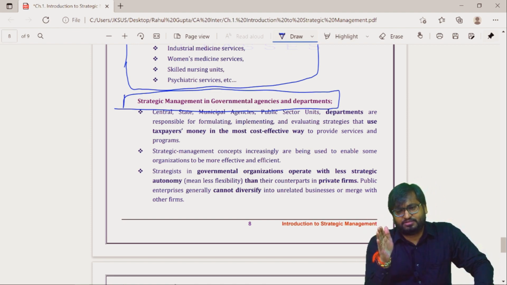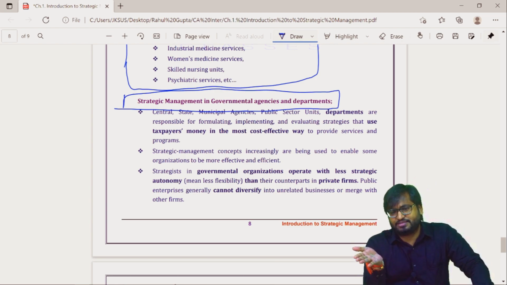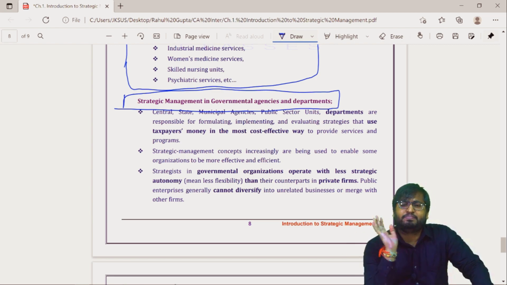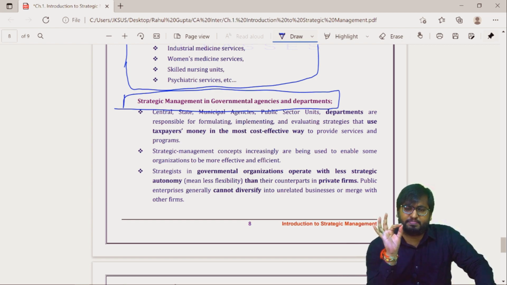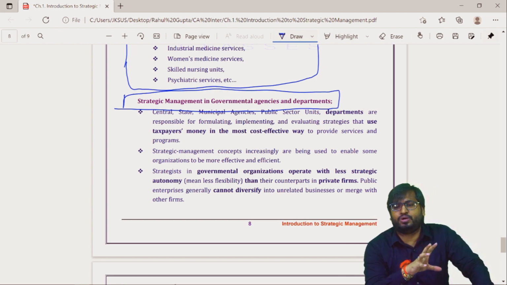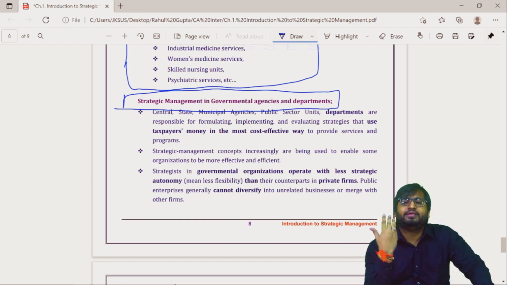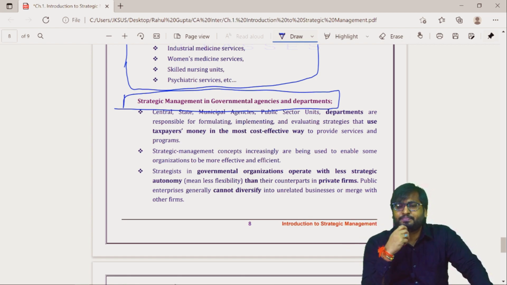Think of the chairman of HDFC Bank and the chairman of SBI. One bank is a private bank and the other is a public sector bank, a bank which is partly owned by the Government of India. Who will have more freedom? Which bank will have more freedom, the chairman of HDFC Bank or the chairman of SBI?